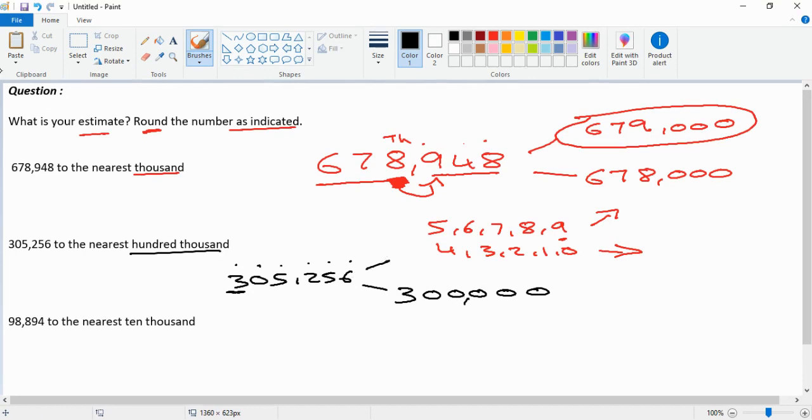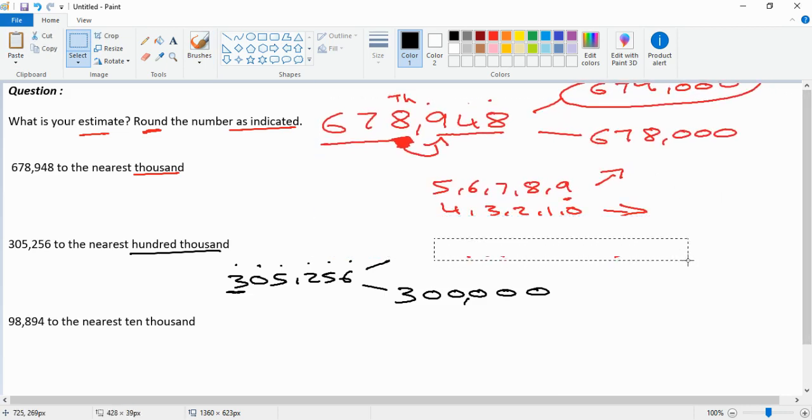And the other possible answer, let me just move this other stuff, get it out of the way. The other possible answer, we're rounding to the nearest 100,000. If it's not 300,000, it's 100,000 more than that, 400,000.